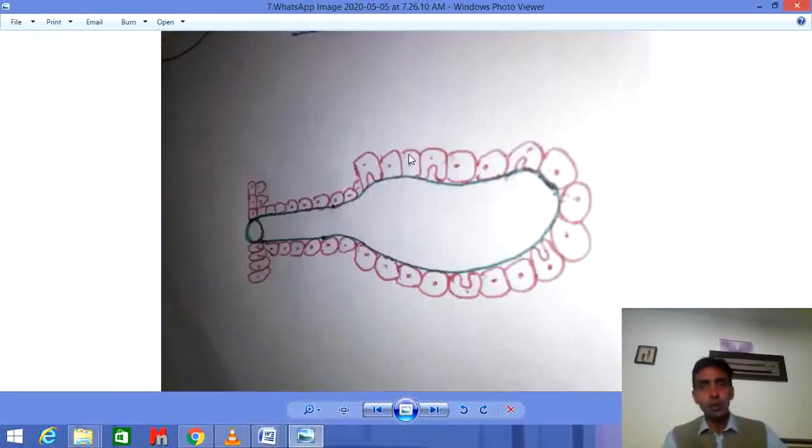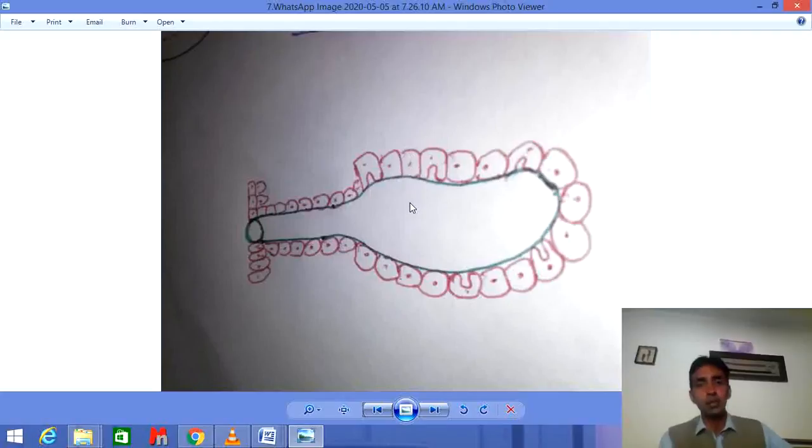The pepsin is not stored in the chief cell as such, because by contact of pepsin with the wall of this chief cell, it can digest the chief cell. So that is why this pepsinogen is stored in the form of pepsinogen, not in the form of pepsin. If this enzyme is stored in the form of pepsin, then it will digest the wall of the chief cell. So this is stored in the form of pepsinogen.